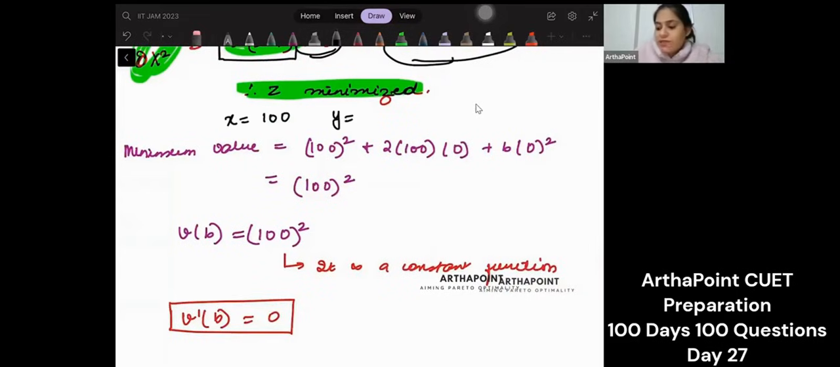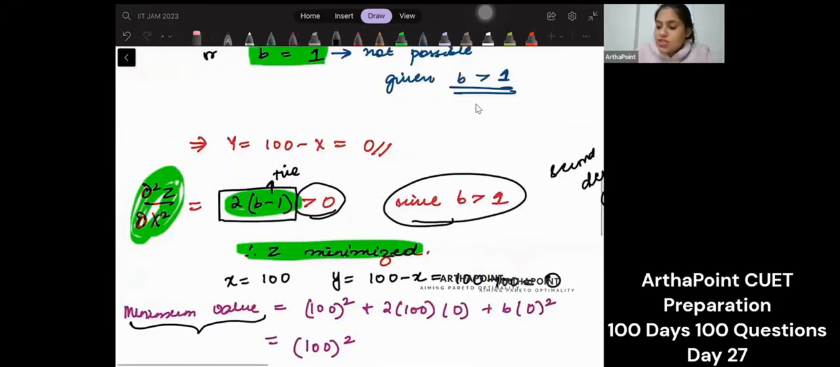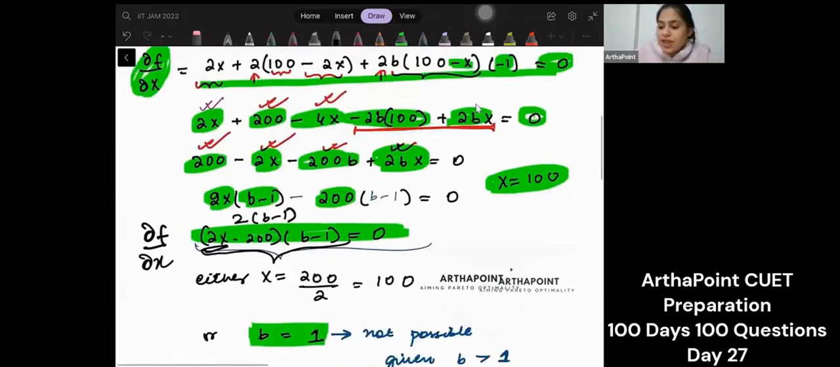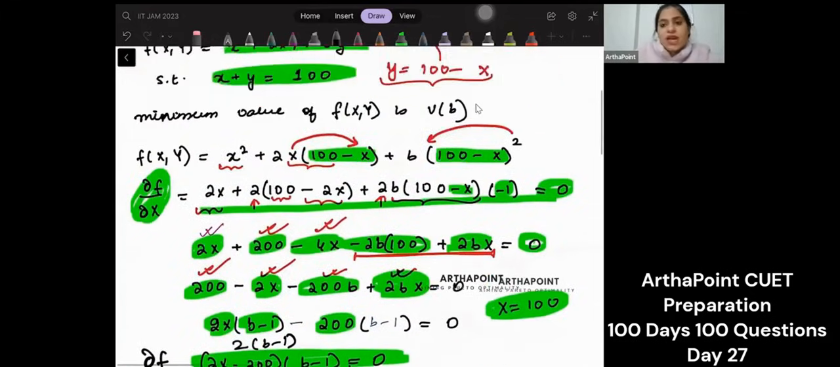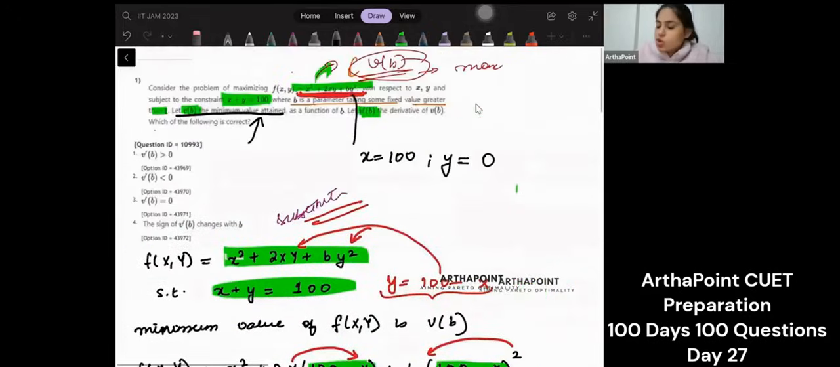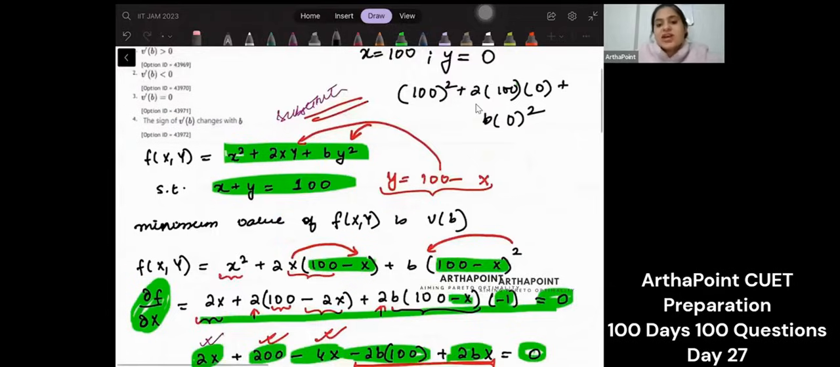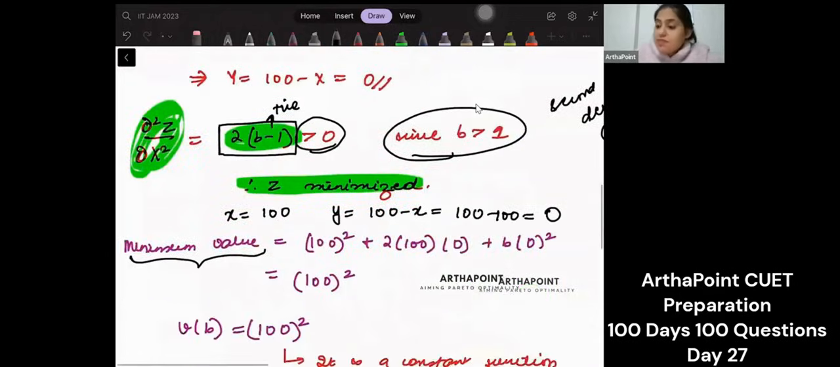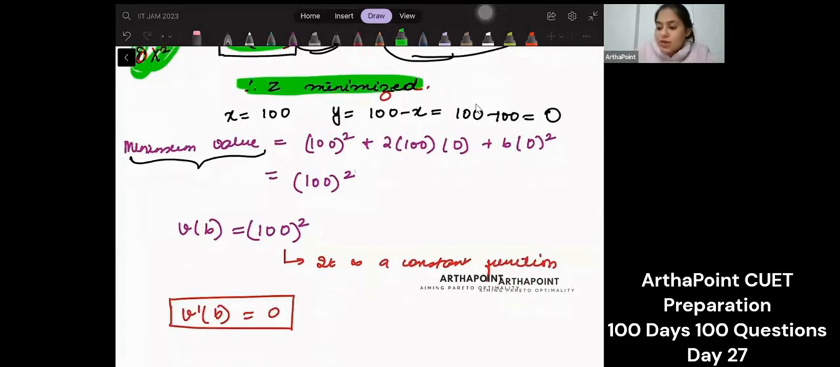What was y? y was 100 minus x. So it will be 100 minus 100, which will be 0. So what will be the minimum value that you will get? The minimum value will be, just put in this function x equal to 100 and y equal to 0. So you will get 100 square plus 200 into 0 plus b into 0 square. So you will get the answer as 100 square.